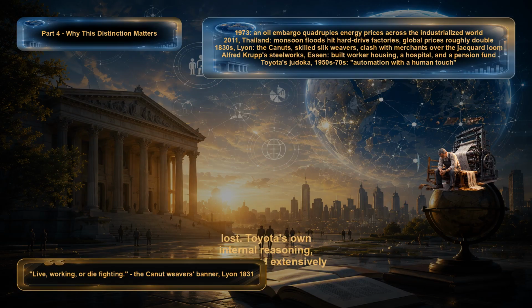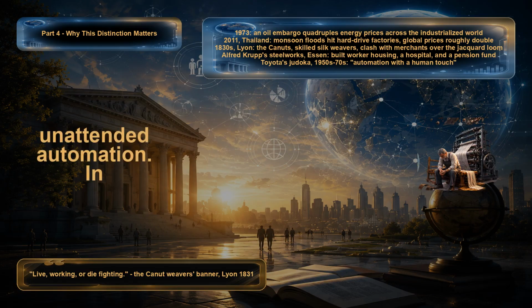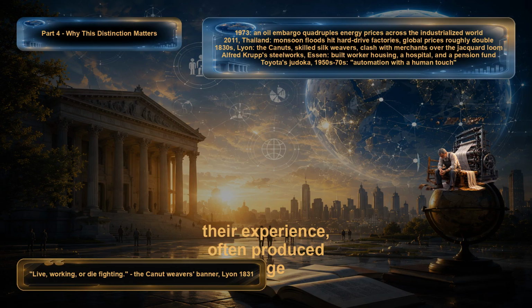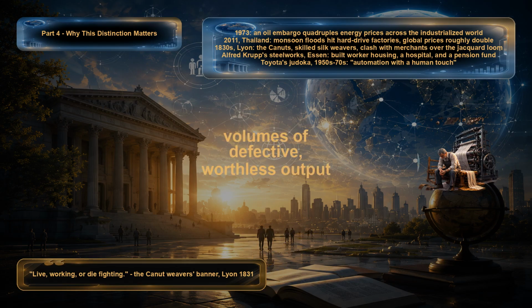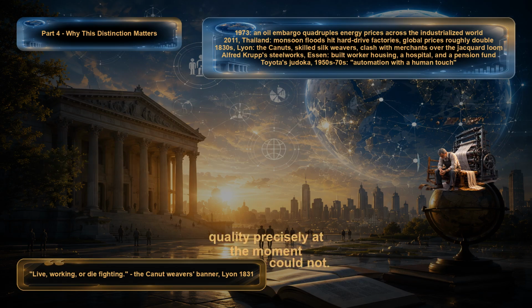Toyota's own internal reasoning, documented extensively by production researchers, was explicitly practical rather than philosophical. Fully unattended automation, in their experience, often produced large volumes of defective, worthless output before anyone noticed, whereas keeping a thinking, judging worker in the loop protected quality precisely at the moment machinery could not.